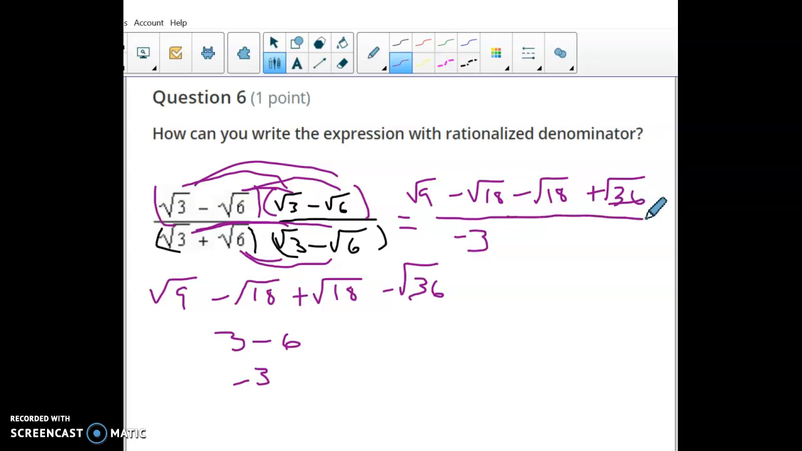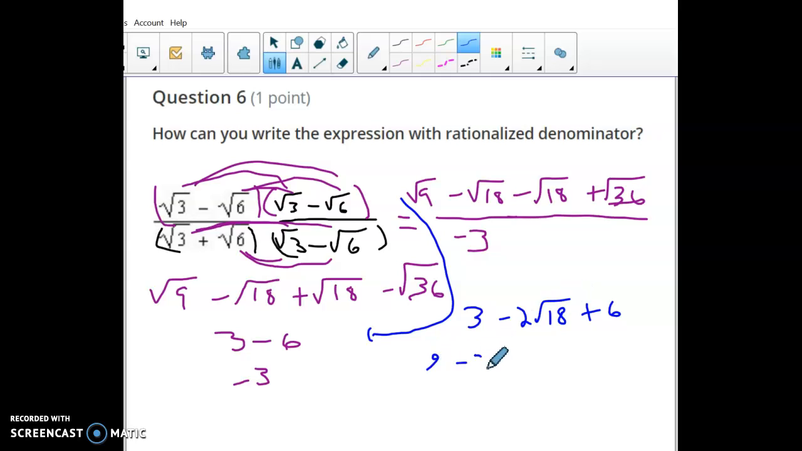Okay, and so to get the complete answer here, we got to clean up this numerator. I'm going to do that down here because I'm running out of space. Anyway, square root of 9 is 3. This is going to be 2 or negative 2 root 18s, so it's like negative 1 and negative 1. And then in the back, we're going to have 6, square root of 36. 3 plus 6 is 9.